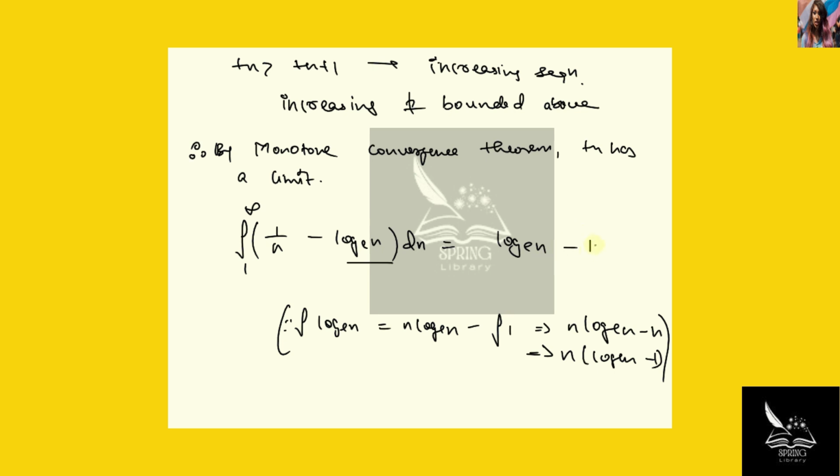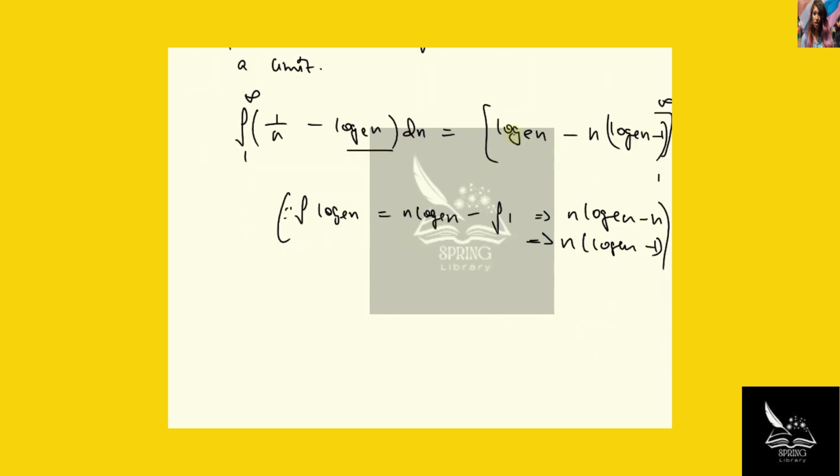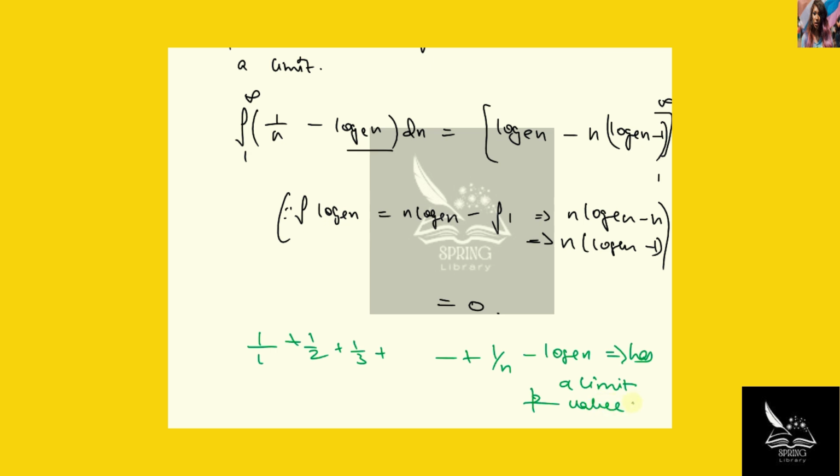So substituting over here we have n into log e base n minus 1, and here the whole value has a limit from 1 to infinity. So here by substituting the value of the limit and solving this, here we can say that we have limit equals to 0. So here we can say that the given sequence 1 upon 1 plus 1 upon 2 plus 1 upon 3 up to 1 upon n minus log e base n has a limit, and the value of limit is equal to 0. So this is our required solution.